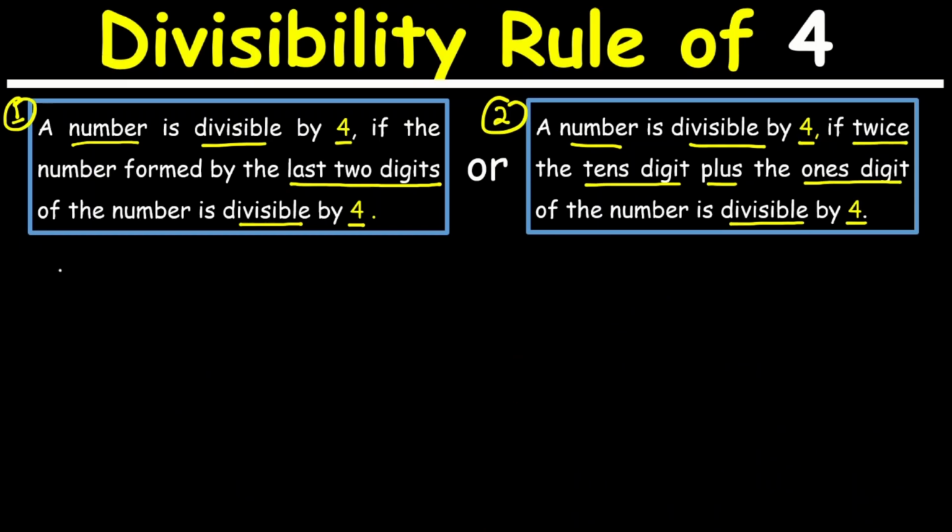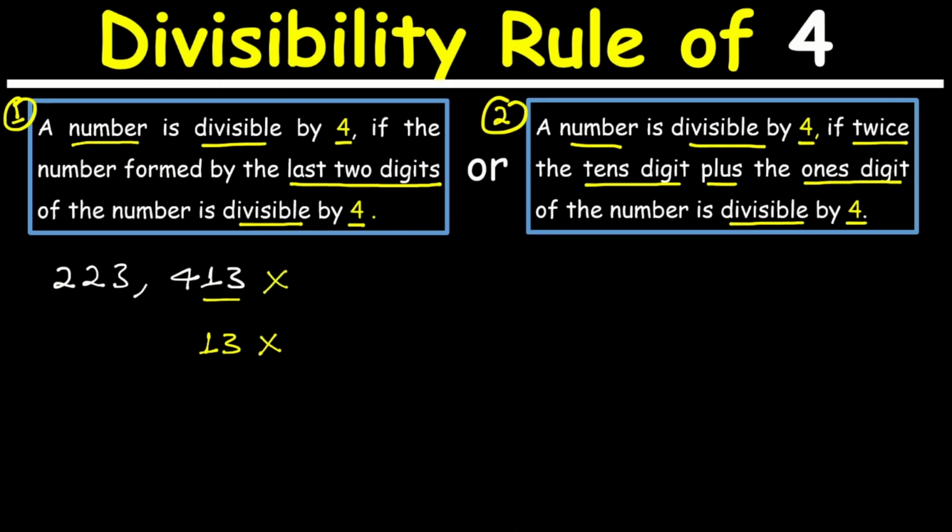Is the number 223,413 divisible by 4? Let's use the first rule. The number formed by the last two digits is 13. And we know that 13 is not divisible by 4 because 13 divided by 4 is 3 with a remainder of 1. Therefore, as 13 is not divisible by 4, the number 223,413 is also not divisible by 4.